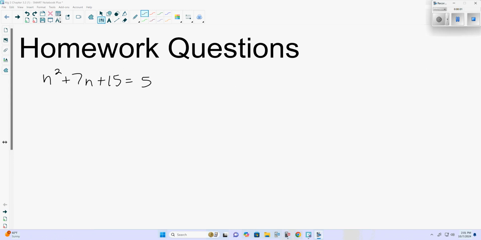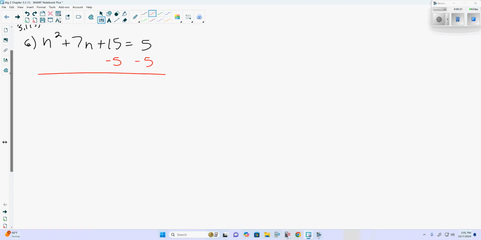Start off with a homework question on 3.13, number 6. So here we're wanting to solve this. Now again, whenever we're solving by factoring, the first thing we need to do is get the equation equal to 0. So we will subtract 5.